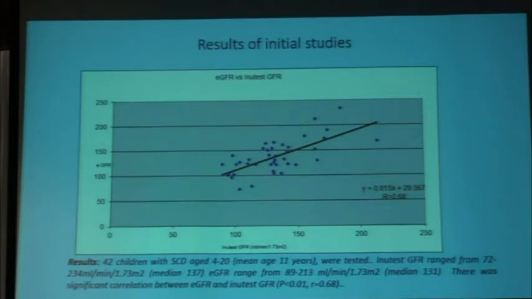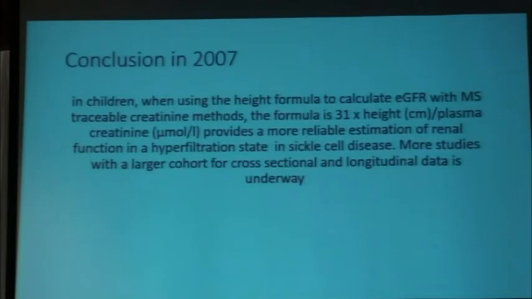We compared it with inulin, but subsequently compared with iohexol as the gold standard, to see whether the correlation was very good. In the initial sample, we found a very good correlation. However, subsequently, as we increased the number of patients beyond the transfused patients, the correlation wasn't as good. So therefore, we really want to find out whether cystatin C may be much more reliable.